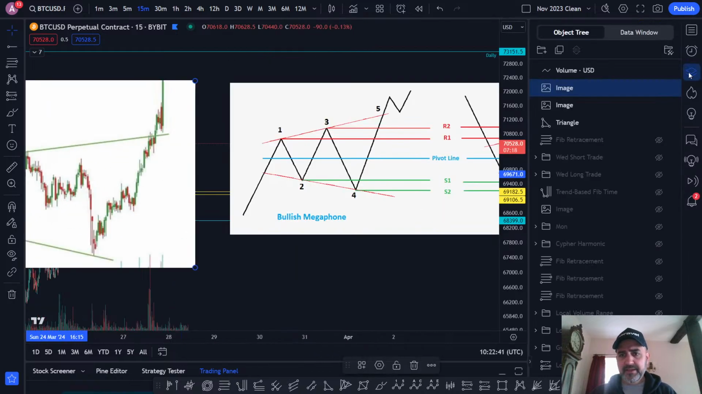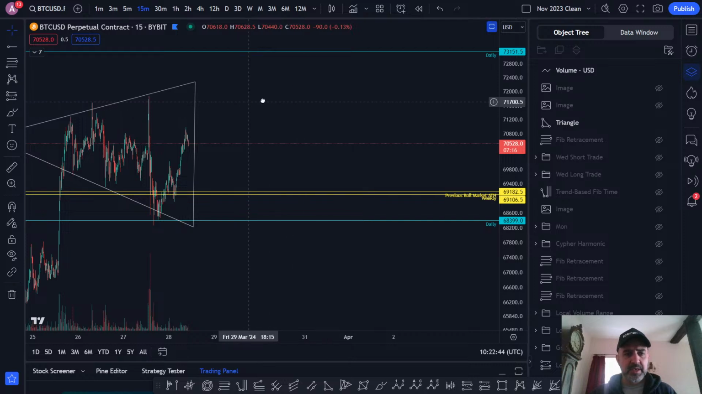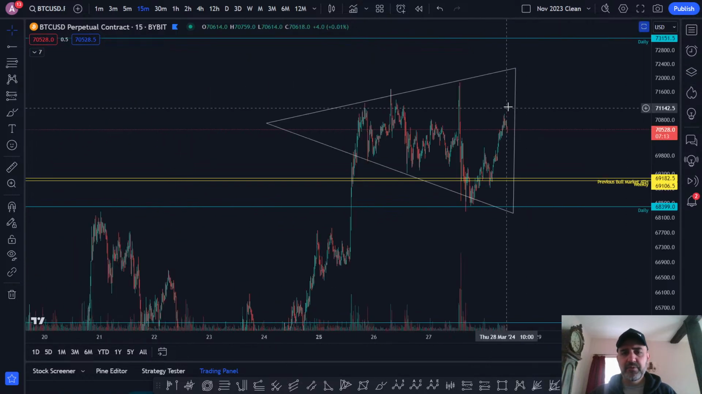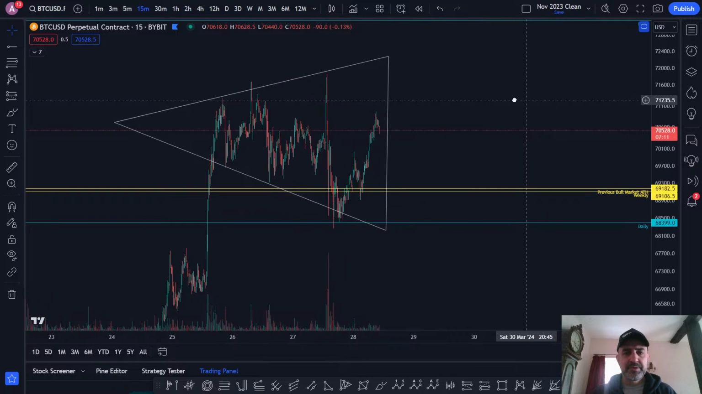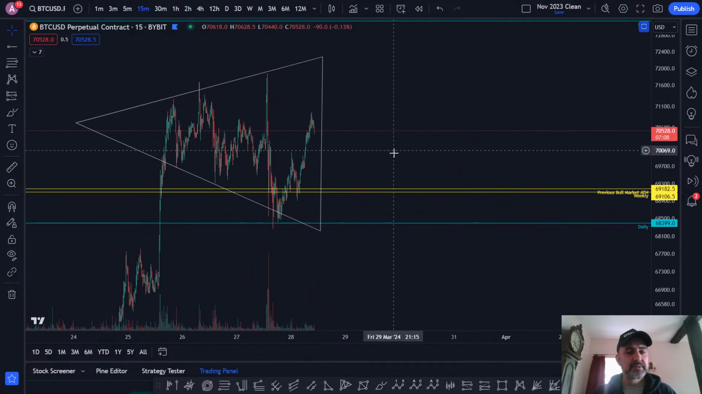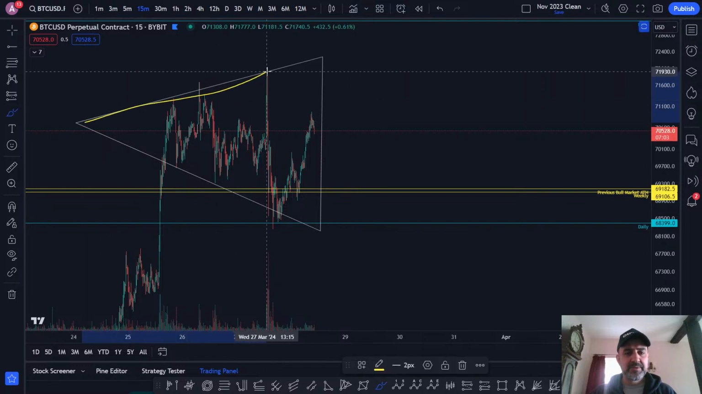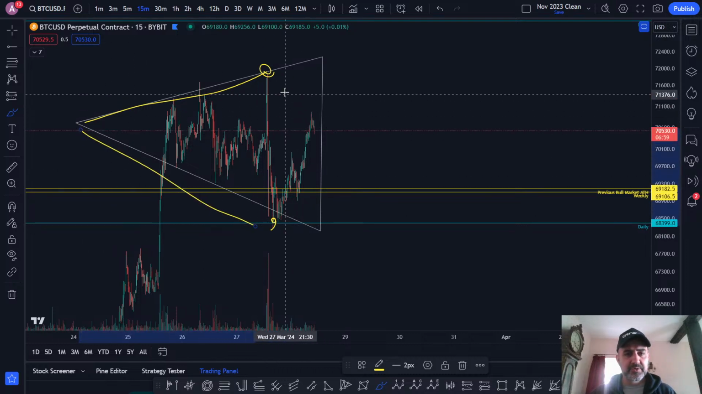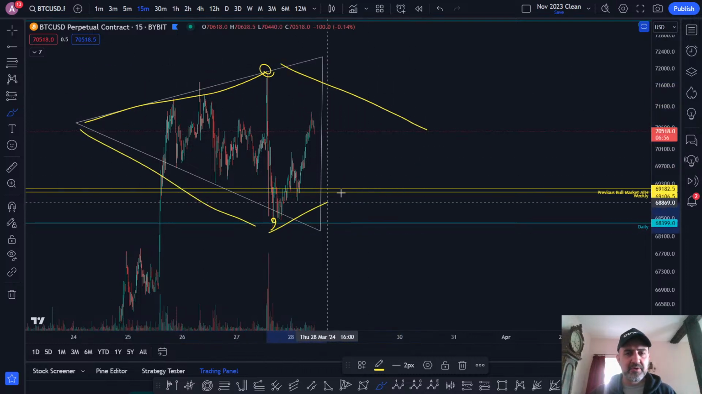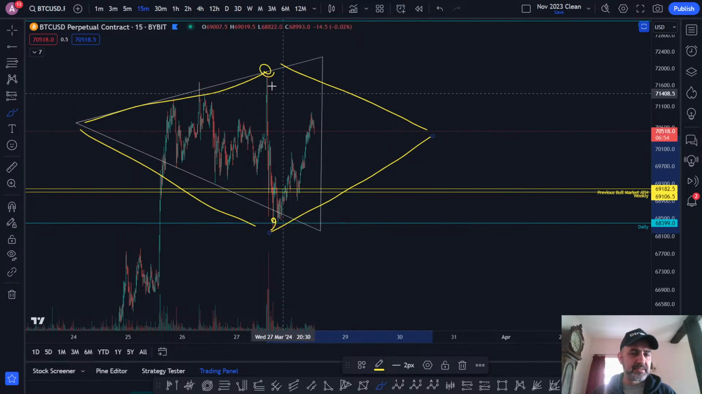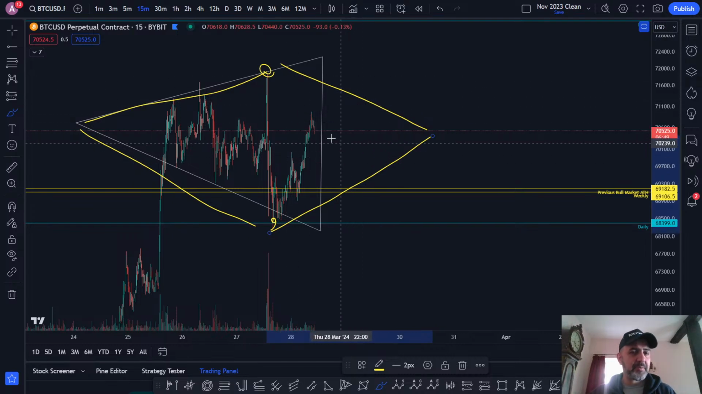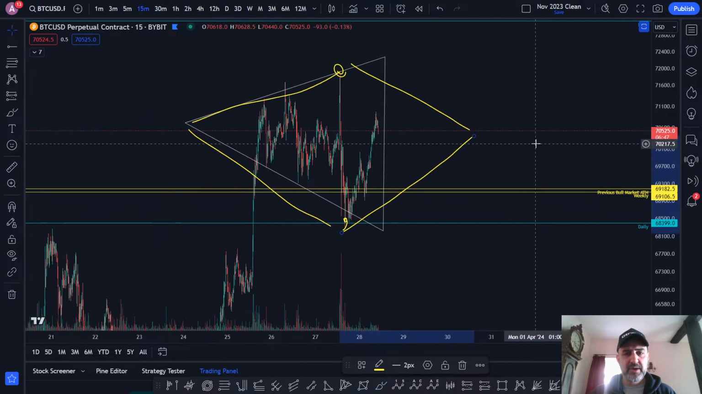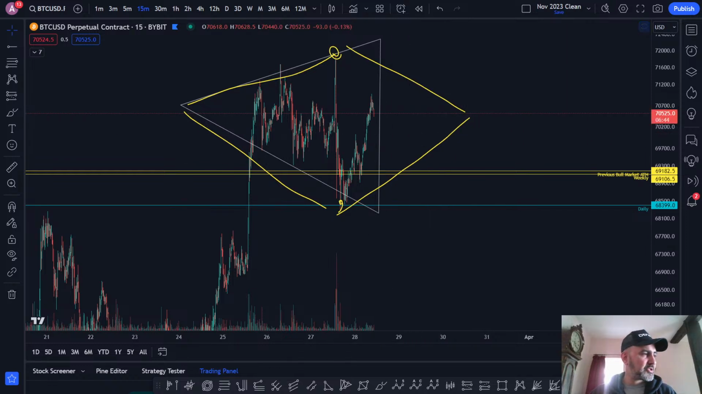So that is the idea of a megaphone. The only thing you have to be careful with is that a megaphone could also become a diamond. We have that potential here, and for a diamond, this would be your pivot. If we now start making lower highs and higher lows, then we're in a diamond, not a megaphone. And a diamond in the context of where we are is bearish.